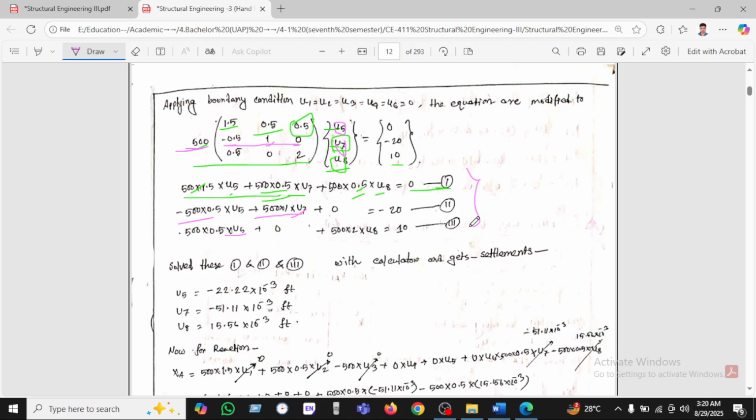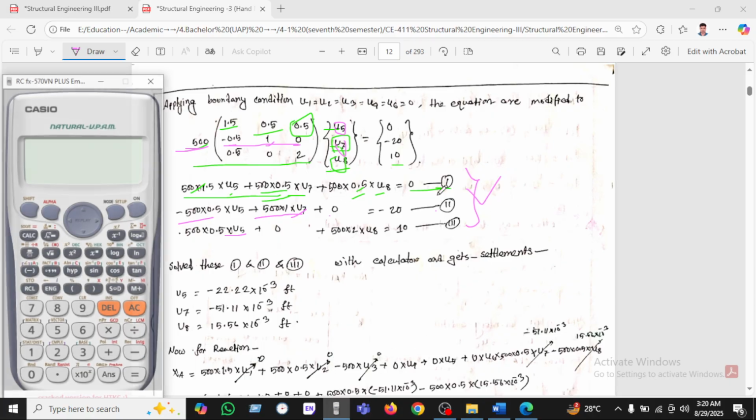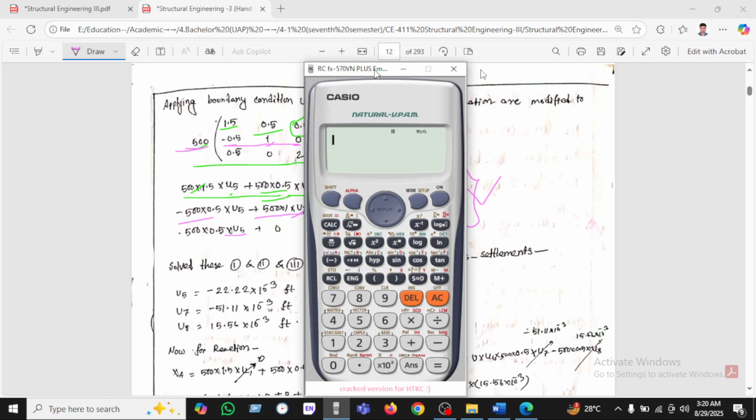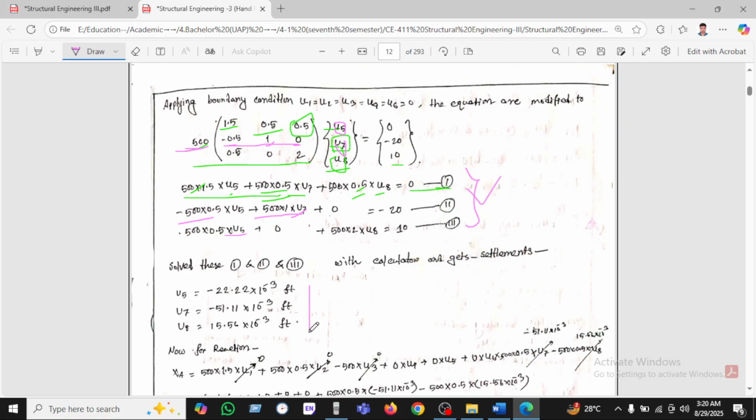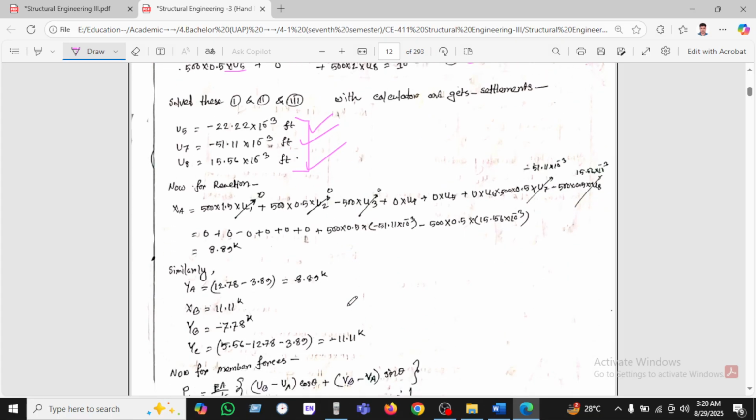So we have taken the 3 equations. After getting the 3 equations, we put all the equations here. If we take the unknowns and put in these values, then we can find three values here, which are u5, u7, u8.